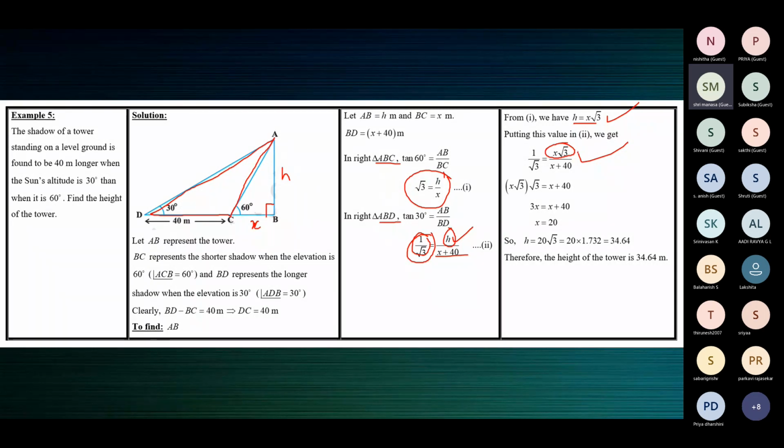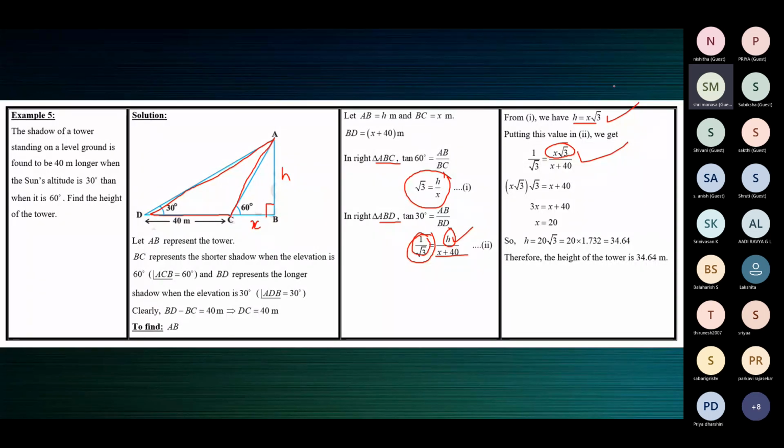So we have used the substitution method here. I'll tell you one other method also. Now this is the substitution method. Now you will ask me, why should you write h only as x root 3? Why can't you write x as h by root 3? You can do that also. Anything. Writing one variable in terms of the other, that's all, and substituting that in the other equation.